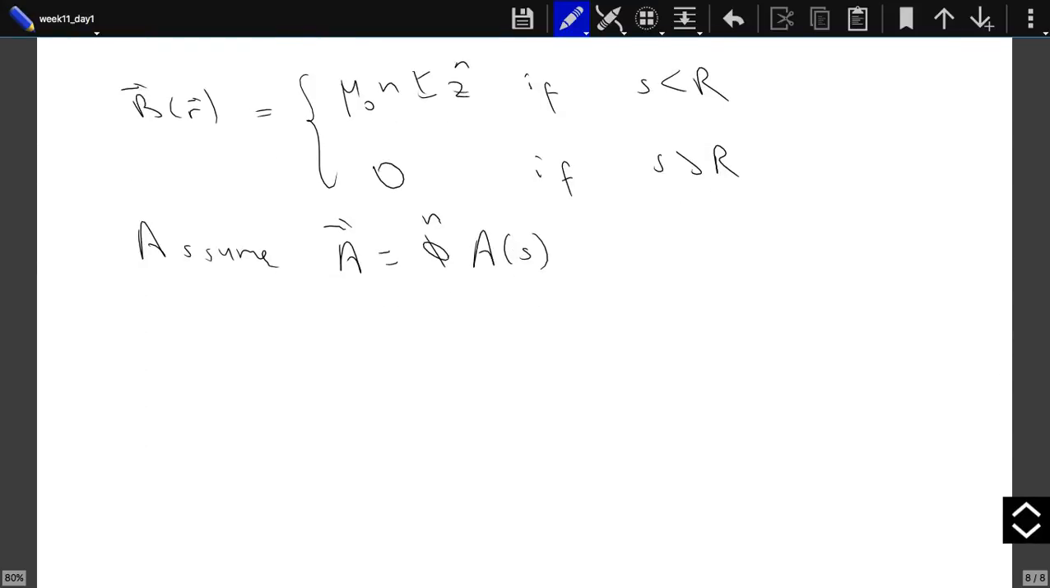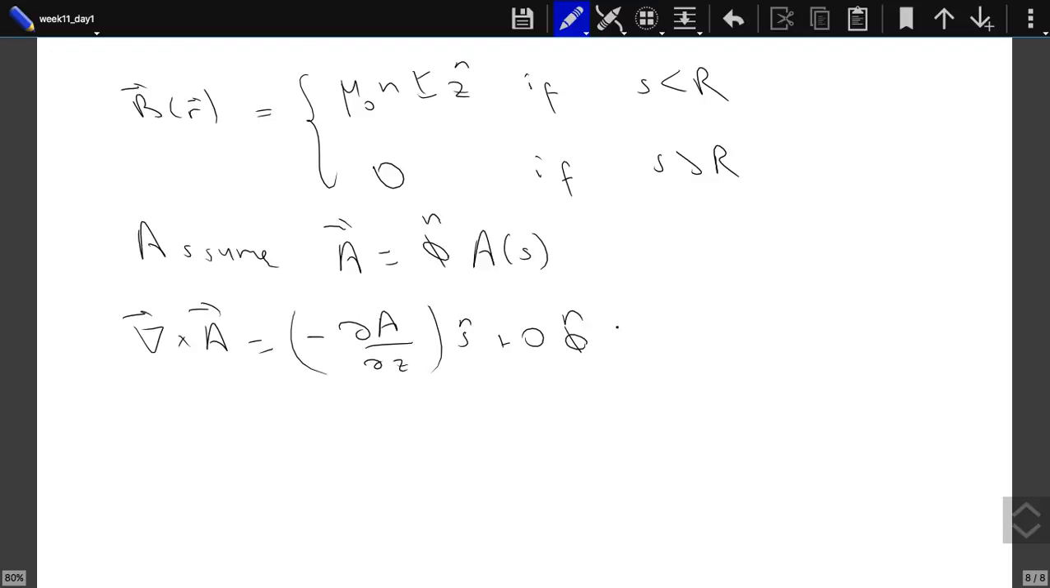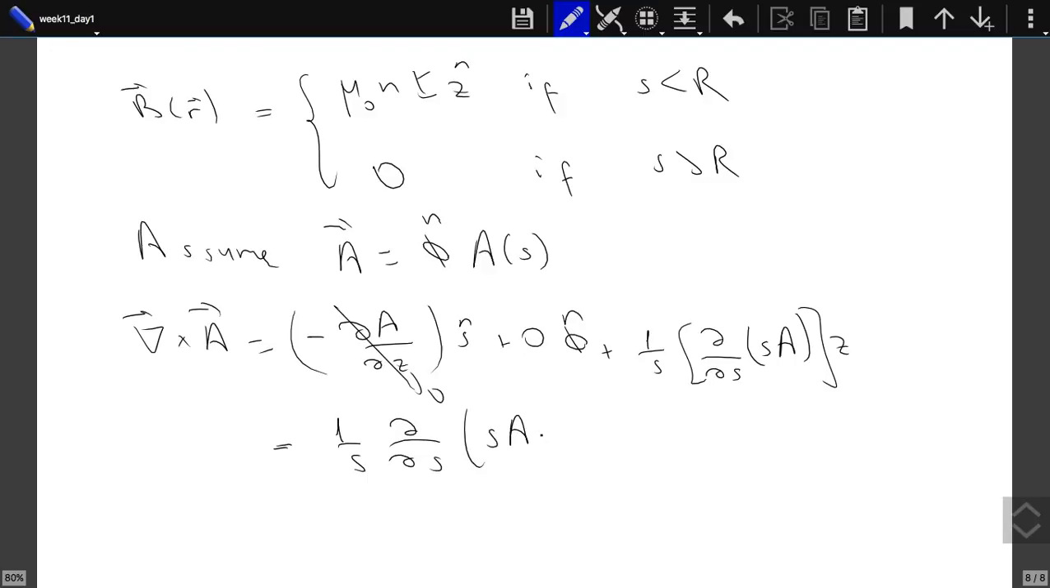Well, let's write the curl of this A in cylindrical coordinates. Just look up the expression for the curl, and this becomes the part that contains the phi component: derivative of A with respect to z in the s hat direction, and 0 in the phi hat direction, plus 1 over s derivative with respect to s of s times A, in the z direction. A doesn't depend on z, so the other term is also 0. So this is equal to 1 over s, sorry, this is not r but s, derivative with respect to s of s times A, in the z hat direction.